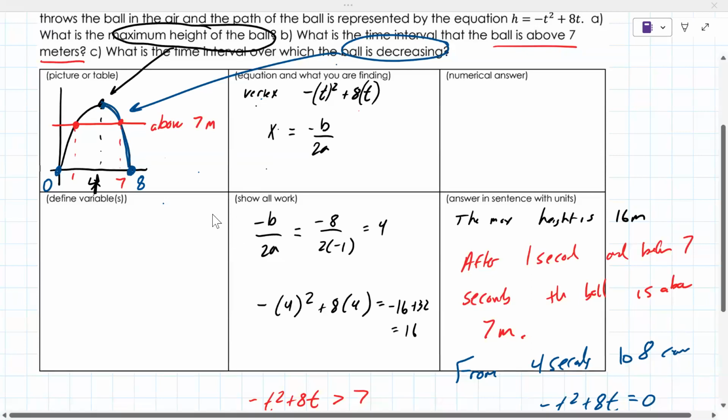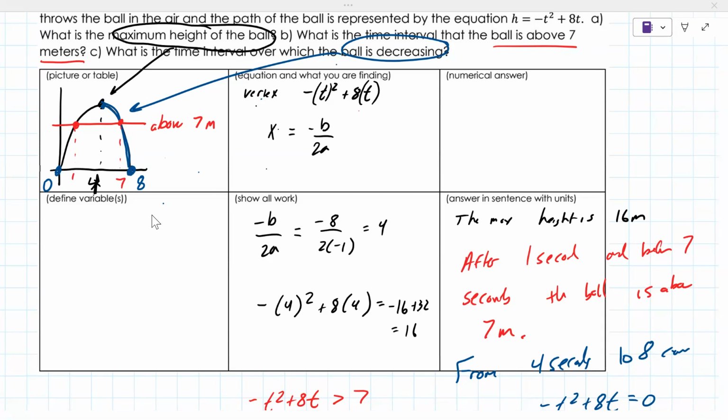Okay. That is everything for this problem. Here's the next one. All right, there it is. Now we didn't fill out the lower left and the lower right.